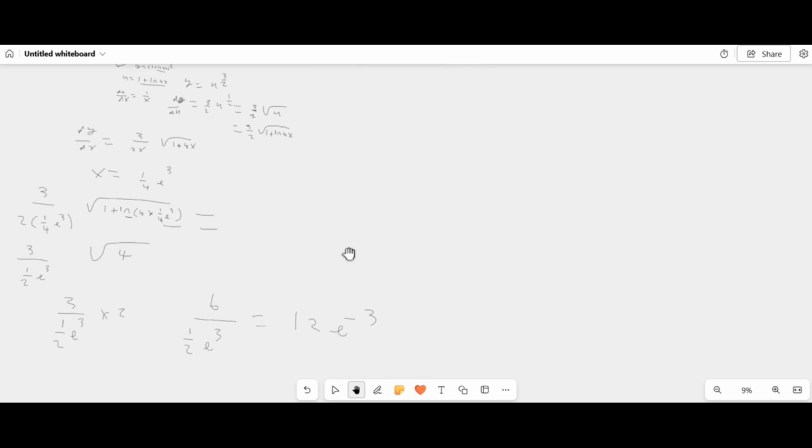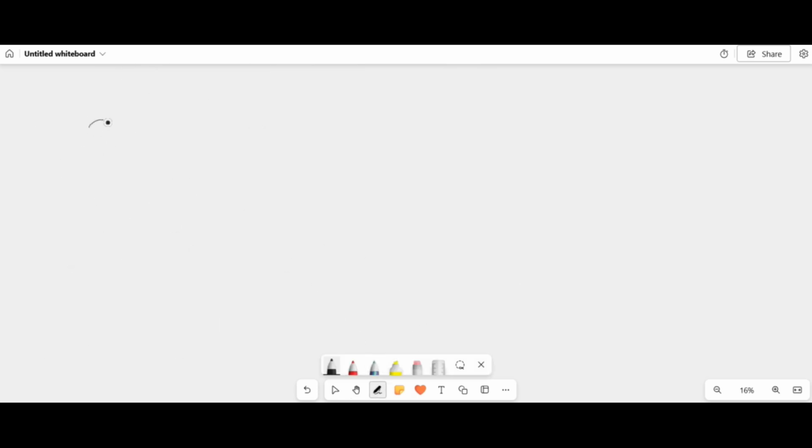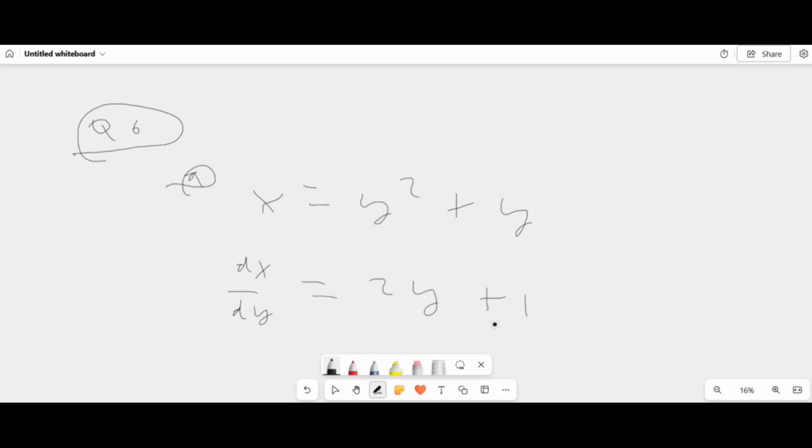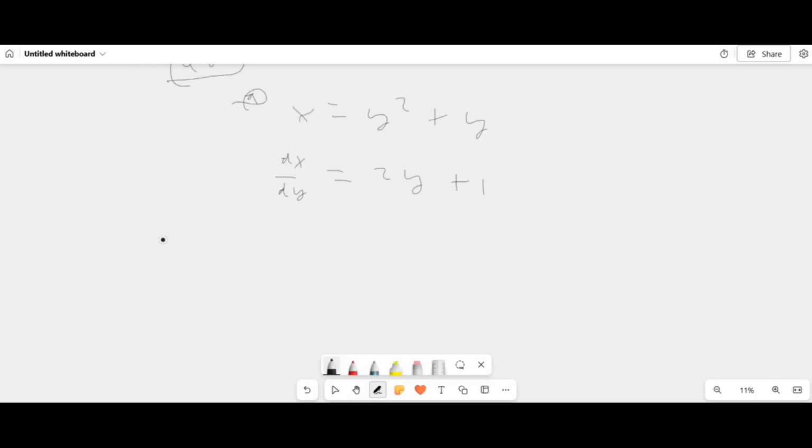Yeah? Question 6a. Find dy over dx here. So x is equal to y squared plus y. And so therefore dx over dy, because remember we're differentiating x here in respect to y, is going to be 2y plus 1. And now to find dy over dx, we just do 1 over dx over dy, yeah? So dy over dx is going to be 1 over 2y plus 1, yeah?